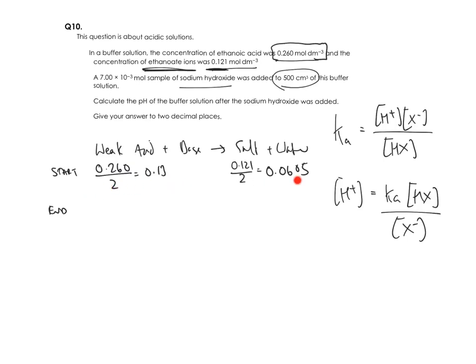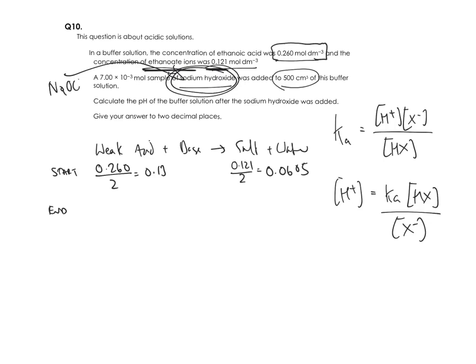Now, when we add base to a buffer solution, that's going to reduce the amount of weak acid in that solution and increase the amount of salt. If we add acid, that's going to decrease the amount of salt and add to the amount of acid. And that's important for you to remember. With a buffer solution question where they're adding extra base or acid, they may add a base or acid that has more than one H plus or OH minus ion in it. So the first thing for you to check is the formula of whatever you're adding.